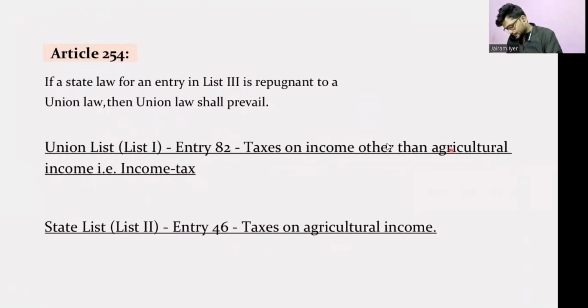Okay, why are they saying other than agriculture income? Because in the state list, that is List 2, there is entry 46, which says that taxes on agriculture income remain a matter for the state government. So the center can never collect agriculture taxes. Okay. So under Article 246, in the union list, in entry number 82, the central government is empowered to collect taxes on income, but not on agriculture. Similarly, in the state list, entry 46, the states have been given the power to levy tax on agriculture income.